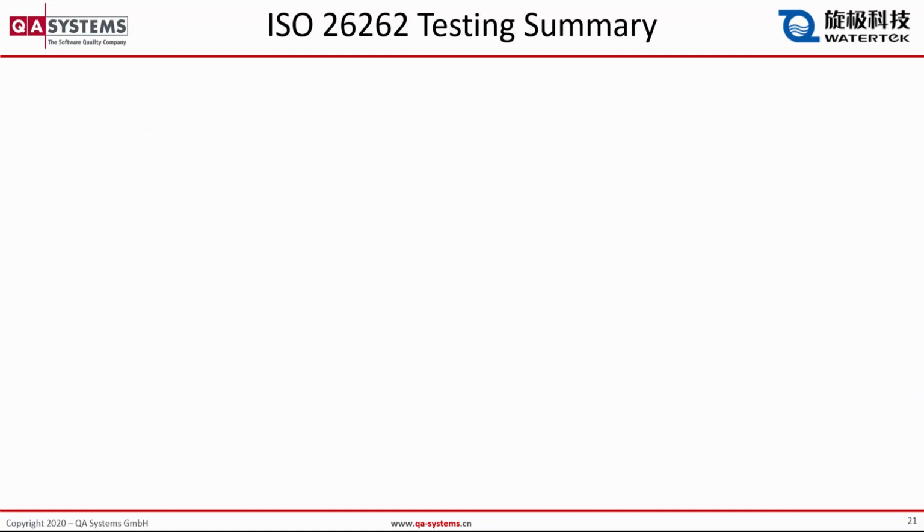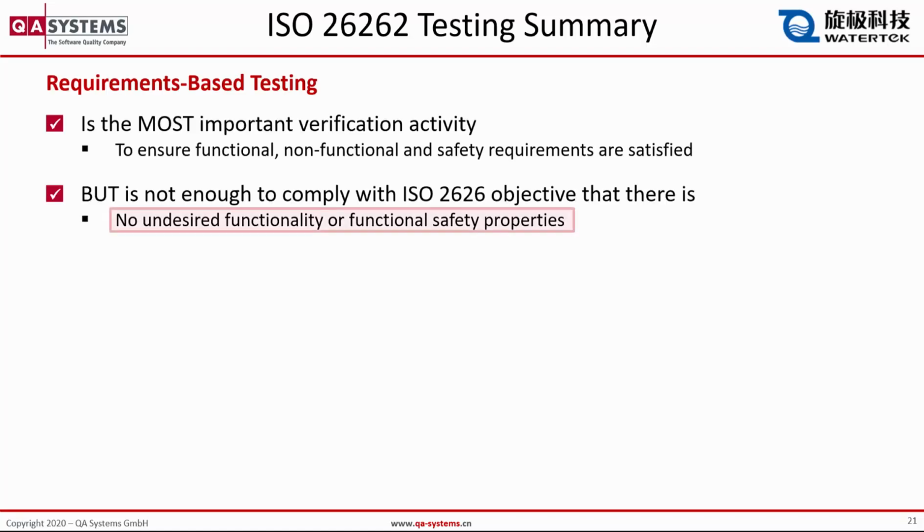So, a summary. For ISO 26262, we have requirements-based testing. It is and remains the most important verification activity. It's there to ensure functional, non-functional, and safety requirements are satisfied. But it is not enough to comply with the ISO 26262 objective that there is no undesired functionality or functional safety properties.